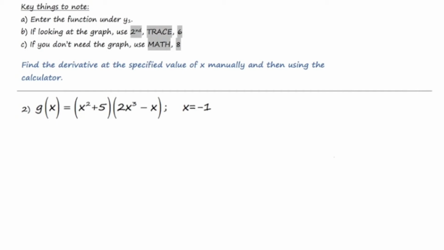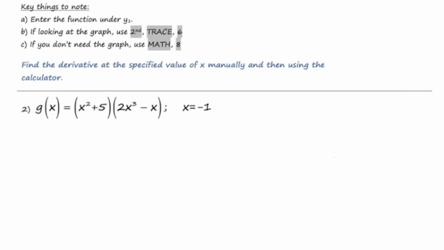So number 2, the function is g of x equals x squared plus 5 times 2x cubed minus x. Now, in order to use the power rule on this function, we're going to need to FOIL to start. And once we FOIL, then it's going to look like a polynomial, and we're just going to go down from term to term using the power rule. So let's start by FOILing.